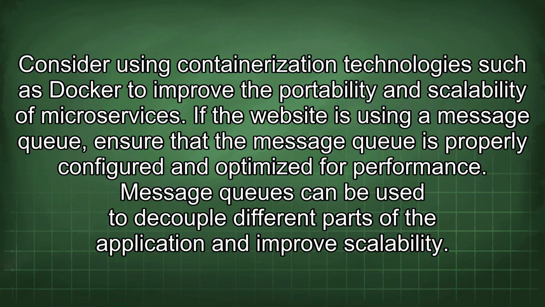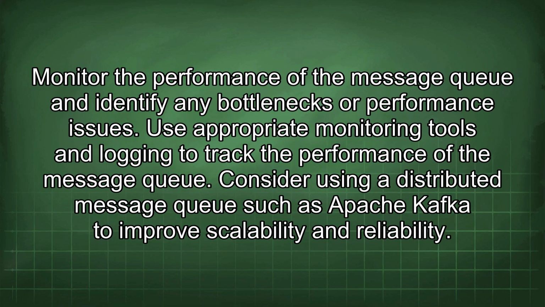If the website is using a message queue, ensure that the message queue is properly configured and optimized for performance. Message queues can be used to decouple different parts of the application and improve scalability. Monitor the performance of the message queue and identify any bottlenecks or performance issues. Use appropriate monitoring tools and logging to track the performance of the message queue. Consider using a distributed message queue such as Apache Kafka to improve scalability and reliability.